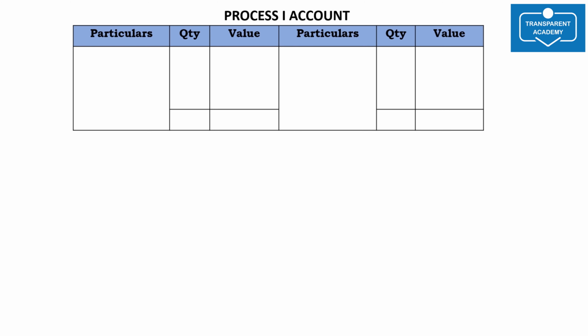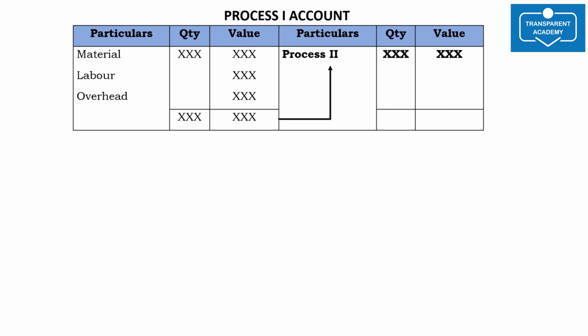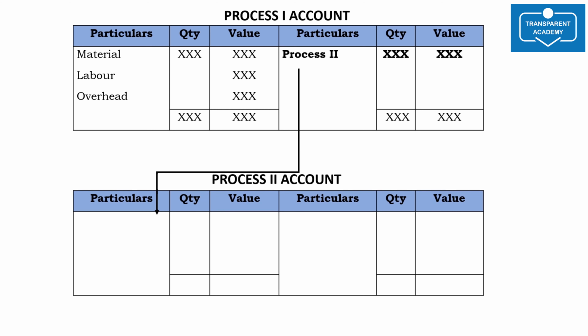The expenses related to the process like material, labor and overheads are entered on the debit side of the process account. After calculating the quantity and the cost of goods completed in this process, the same is transferred to process 2. Transfer to next process is recorded on the credit side of a process account. Goods transferred from process 1 becomes the raw material for process 2.